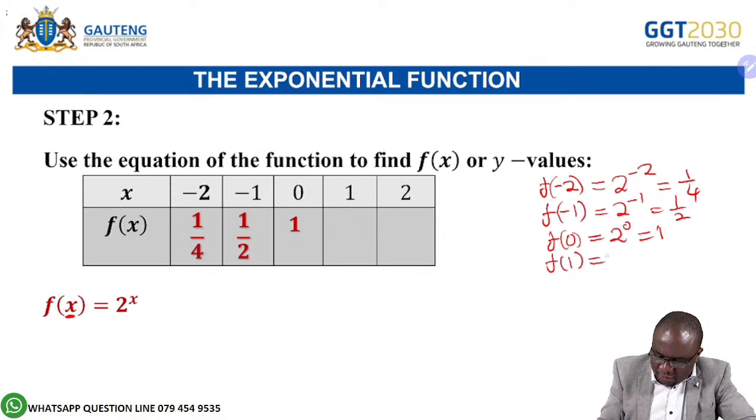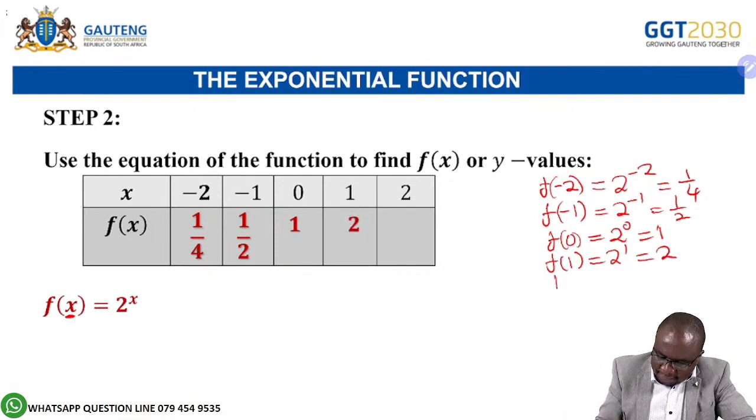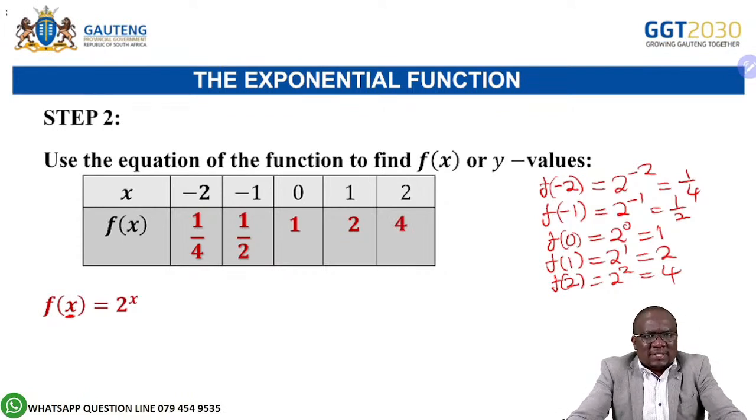And then we have f of 1. If x is 1, it's going to be 2 to the power 1, which is 2. We put our 2 there, right? And then f of 2, if x is 2, 2 to the power 2 is equal to 4. You see that? And then we have 4 there, okay? So this is our table, learners. Now we need to use our table to sketch our graph.